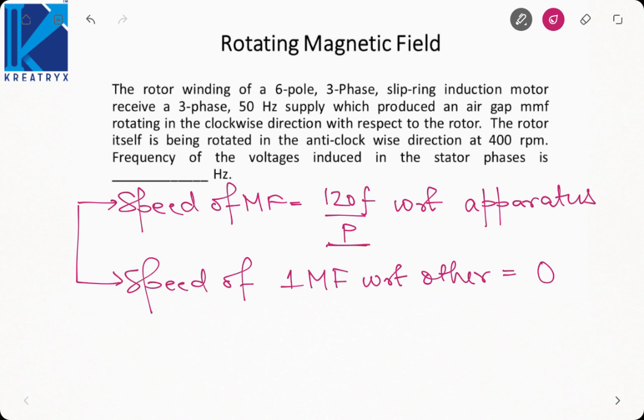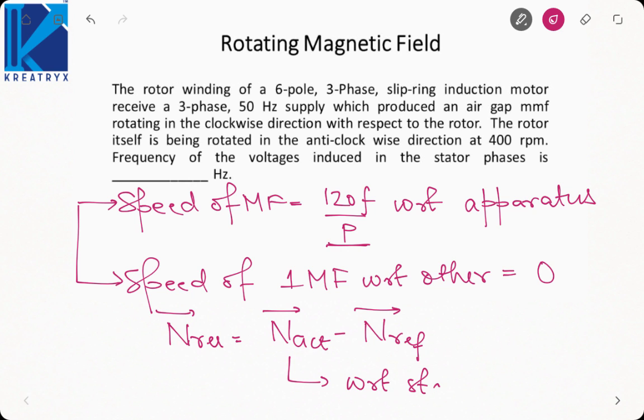The next is the concept of relative speed. Relative speed is actually actual speed minus speed of reference. Here everything is vector, that is you have to consider the magnitude as well as the direction. Speed is always measured with respect to earth, or in case of a machine, you can call it stator because stator is stationary. So actual speed means with respect to stator.